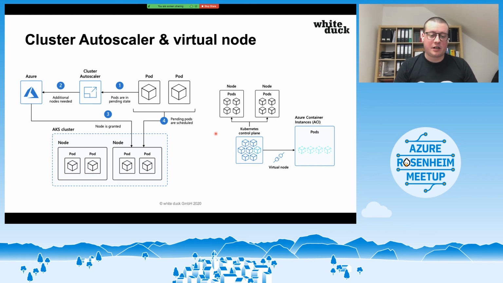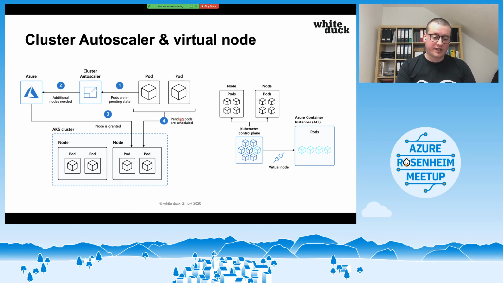So then you have the cluster autoscaler and virtual node feature. The cluster autoscaler allows you to scale based on your workload. So if your workload gets scaled out because you're getting a peak or anything like this, Azure Kubernetes Service, if you enable the feature, is allowed to scale out the virtual machines to provide you with more compute to actually run your different pods.